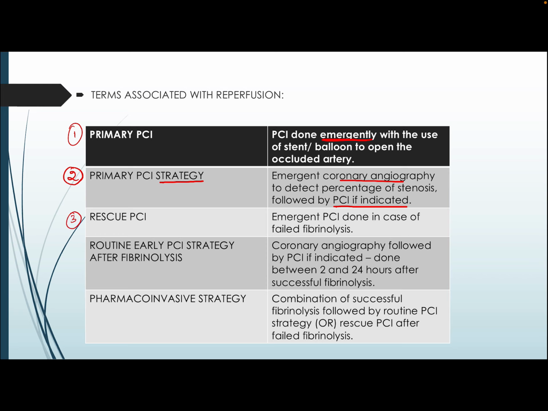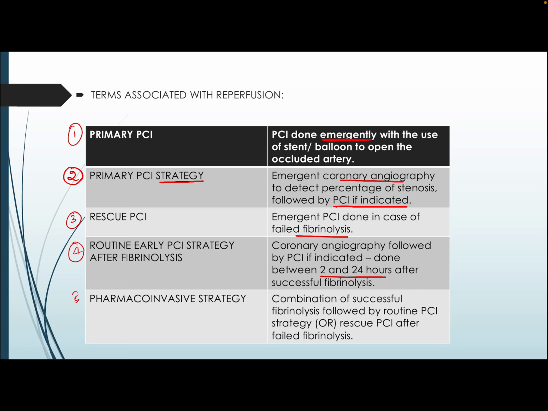The third is a rescue PCI, which is an emergent PCI that is done if fibrinolysis has failed. The fourth is a routine early PCI strategy after fibrinolysis, that is, you do a coronary angiography followed by PCI if indicated. This is done between 2 and 24 hours after a successful fibrinolysis.